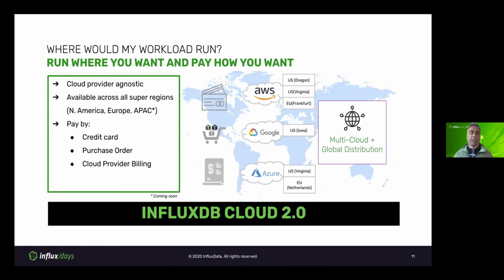And you can also pay by credit card or a purchase order. If you're looking for an annual deal, you can pay by credit card or by purchase order. You can also include it in your cloud provider billing. You go to Marketplace, sign up, and it will be included in your AWS or GCP bill. Today, AWS and GCP are available, but Azure is something that we are working towards.